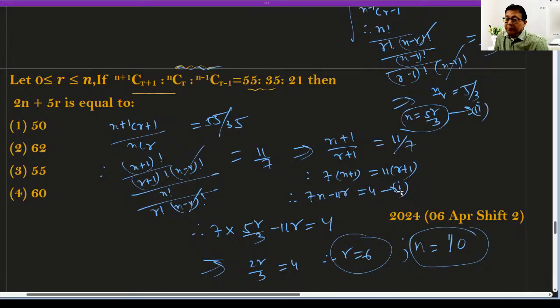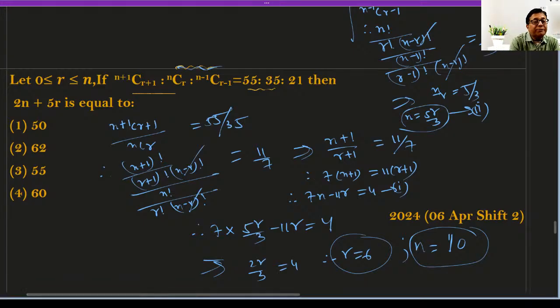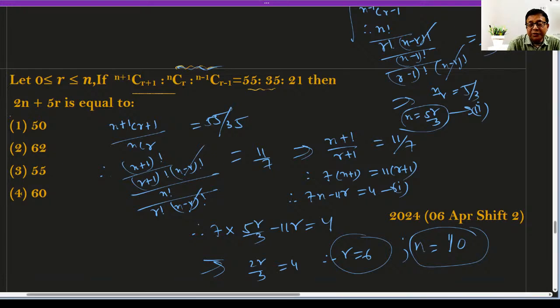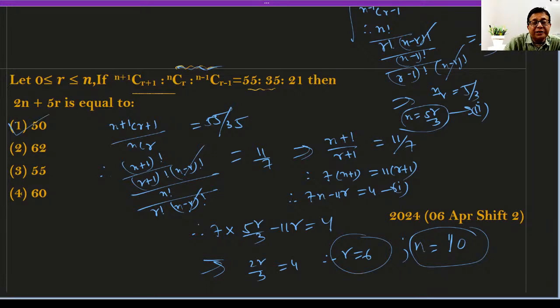Okay? It is a mathematical challenge, of course. How fast are you getting it? This is the easiest sum from binomial if asked. But if you don't apply this technique, you will not get it. You never go by trial and error. So 2n plus 5r, 20 plus 30. This option is going to be correct. Okay, go for the next one.